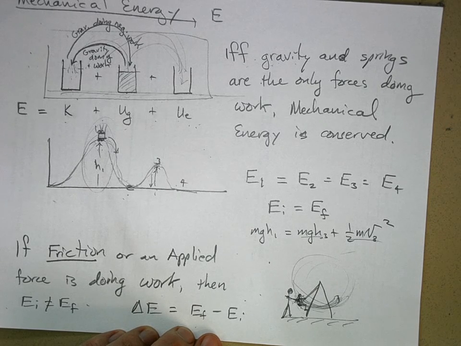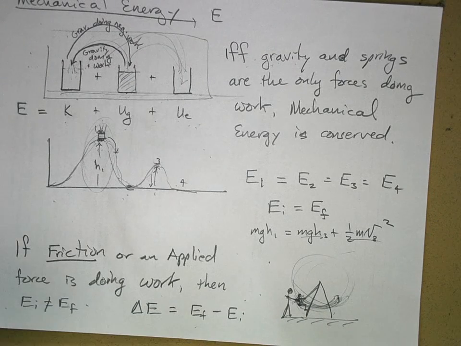Usually when you're pushing a kid back and forth, you have to give a little push each time because there's friction taking energy out of your system. So the little push is there. You're adding energy to the system to keep the swing going.